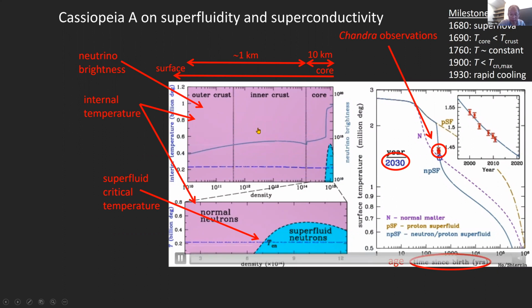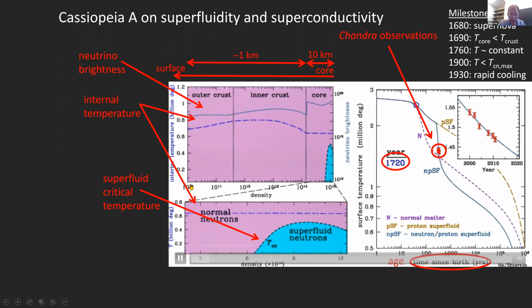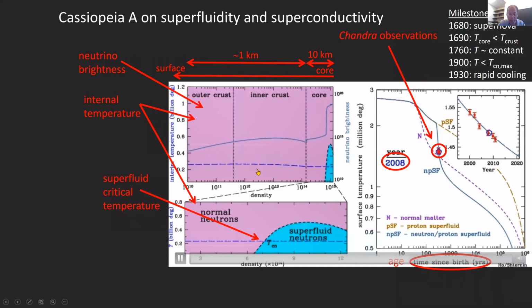On the left panel, what I'm showing is the interior of the neutron star, going from low density to high density. So this is the outer crust of the neutron star, the inner crust, the core. And down here is just the blow up of the core region. This dashed line is temperature, and what I'm showing is the critical temperature here for superfluidity of the neutrons in the core. When the temperature drops below this line, then the neutrons in that region become superfluid. The neutrons out here are still normal.